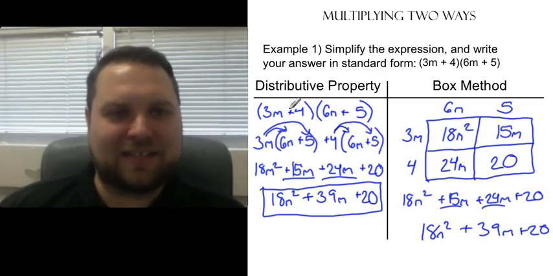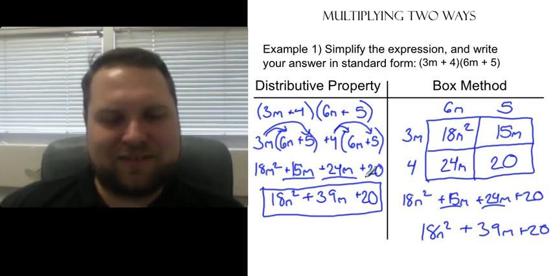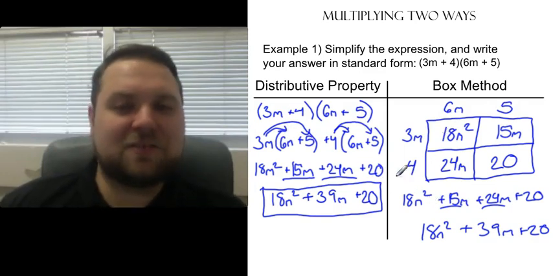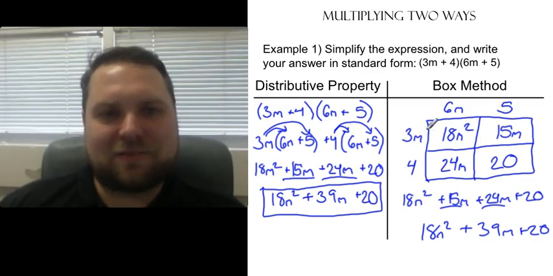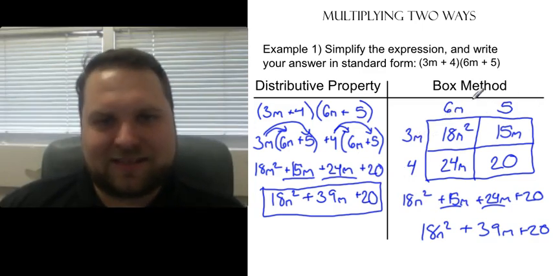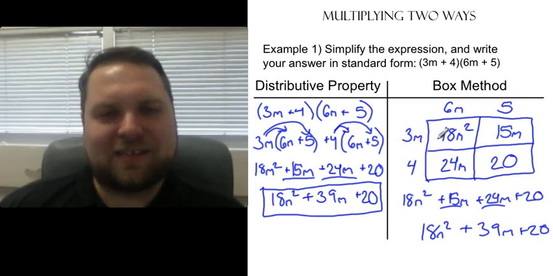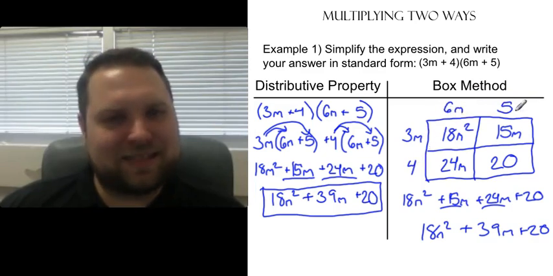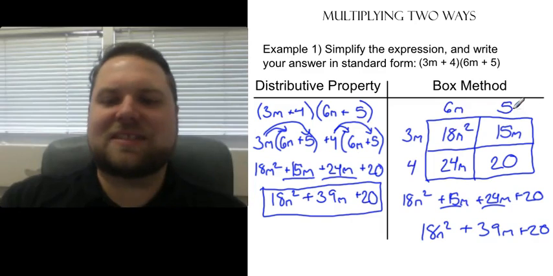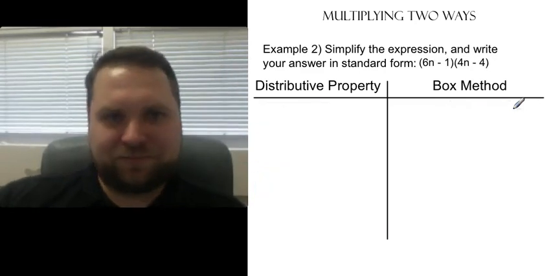I can do it as the distributive property, or I can do it as the box. But notice that they both end up giving you the exact same answer because they're really doing the same thing. Here I'm taking the 3m and multiplying it by 6m plus 5. Here I'm taking the 4 and multiplying it by 6m plus 5. So let's take a look now at a couple more of those.